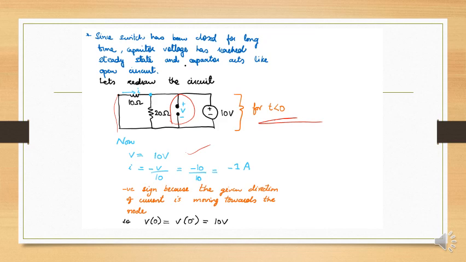Negative sign, because the given direction of the current is moving towards the node, right? And we know that in case of nodal analysis, we have to consider positive for the currents going away from the node, right? So from above we come to know that V of 0, which is equal to V of 0 negative, is equal to 10 volts at time t less than 0.